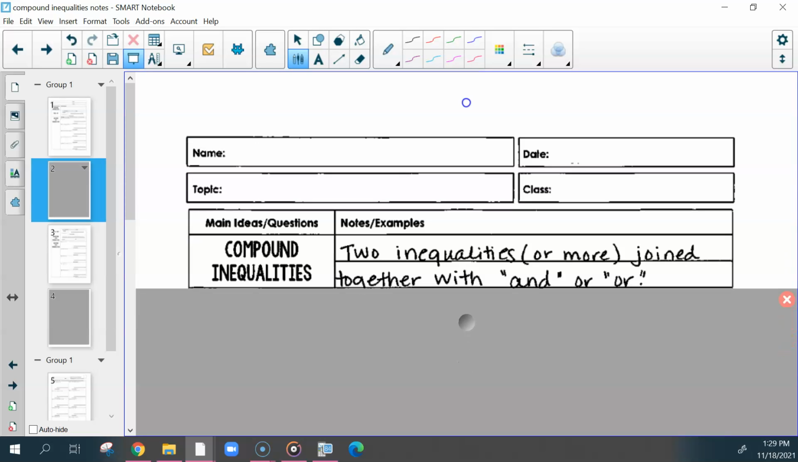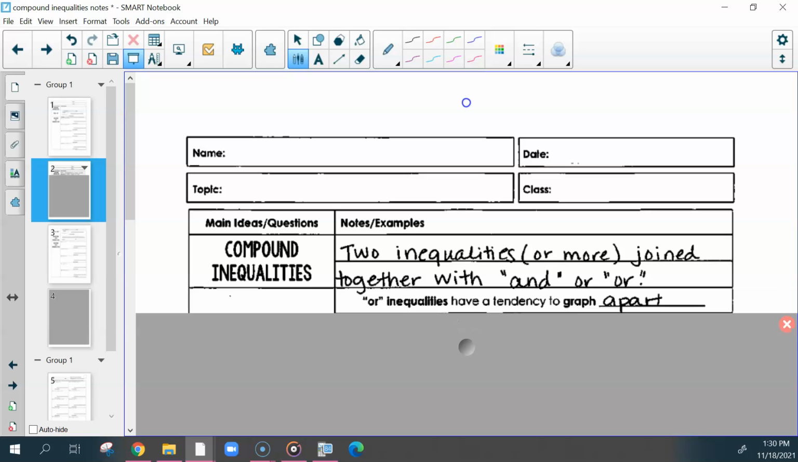So you kind of know what compound inequalities are, which I'm sure you could have probably guessed because compound sentences are more than one sentence put together. Anyway, compound inequalities are two or more inequalities joined together with an "and" or an "or". When we do this, "or" inequalities have a tendency to graph apart.